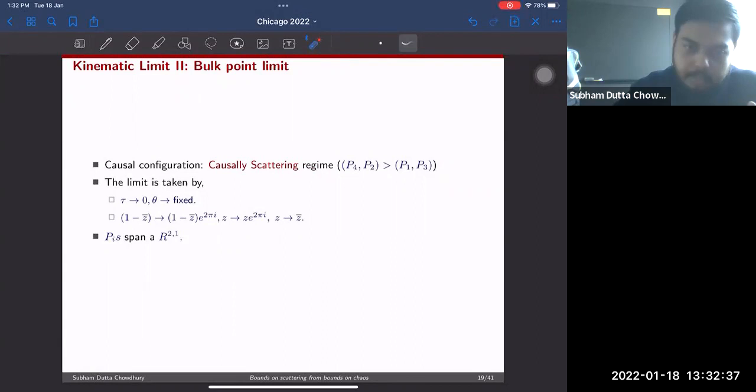We have studied what the Regge limit is useful for. The other limit is the bulk point limit, and it is usually taken in the causally scattering regime, where two of the operators are in the light cones of the other two. This limit is taken by rotating z bar around 1 anti-clockwise, and also rotating z about 0, and then taking z goes to z bar.